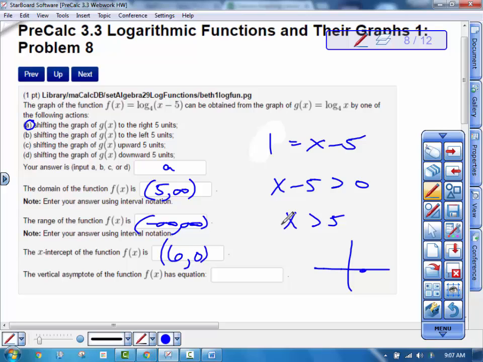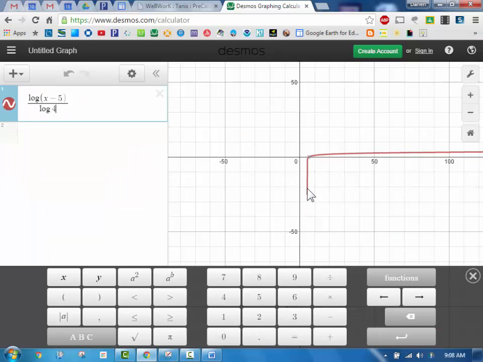And the vertical asymptote of the function. We can graph this and see. This gives us an idea anyway. The vertical asymptote is somewhere around here. We actually know where it's at here, and I'll explain.